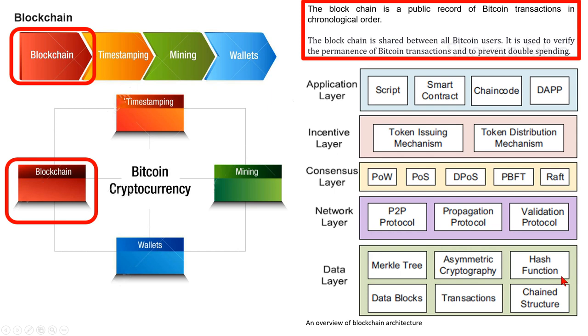Hash function. The hash function is exploited to iteratively compute the hash of a Merkle root. Besides, each block is hashed, whose value is stored in the following block. In this way, it's almost impossible to modify the ledger once the data is written. SHA-256 algorithm is used in Bitcoin.